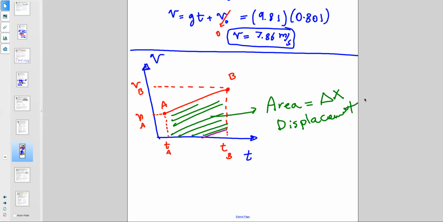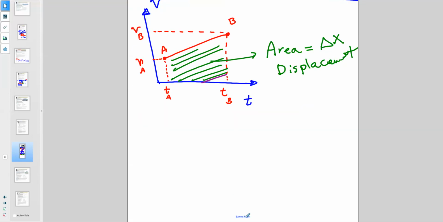If you have a VT, velocity versus time, then the area underneath is the displacement. So calculate the area inside a shape, right? If it was a triangle, you know how to find the area of a triangle. If it was a rectangle, you know how to find the area of a rectangle. And that area will be your displacement.